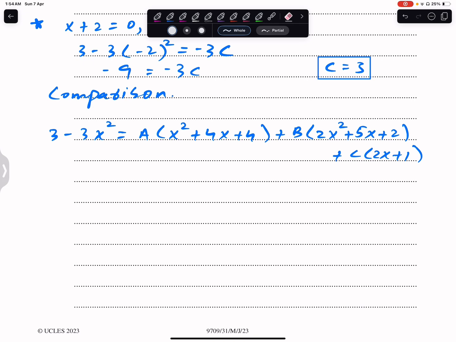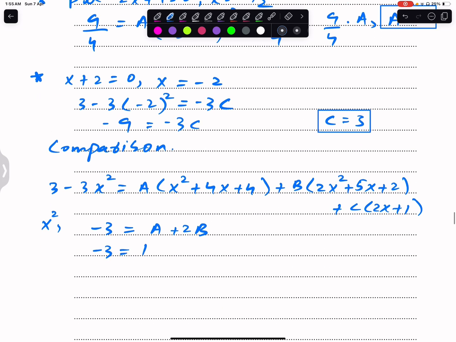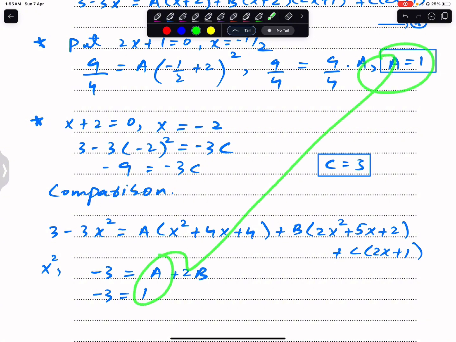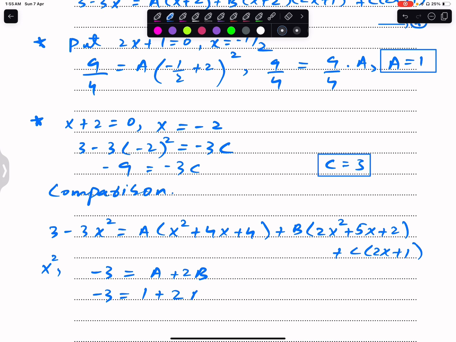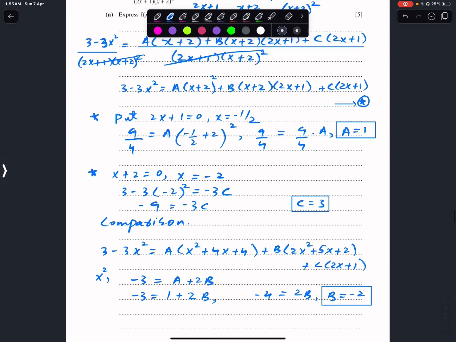Now compare coefficients. Let's say starting from the highest power, you can compare any coefficient. So I'm comparing x square, that will be minus 3 on the left side, then a on the right side, then plus 2b on the right side also. Now you have a is 1. You can use the value of a because a is 1 plus 2b. So minus 4 is equal to 2b. So b is equal to minus 2.